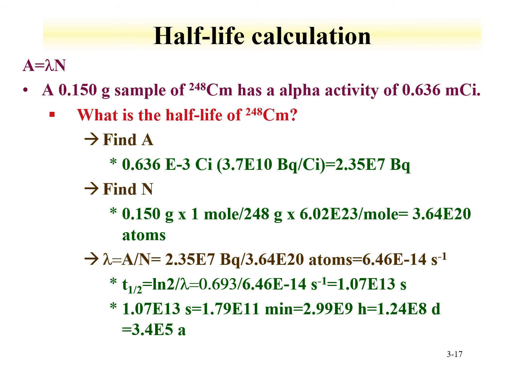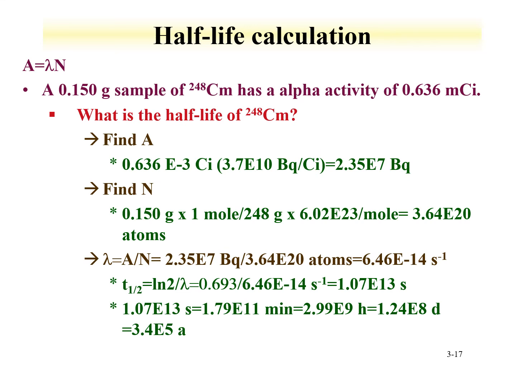First of all, let's find the activity. I'm giving you the activity in millicuries. You'd like to put it into something like counts per second. So 0.636 times 10 to the minus 3 curies times 3.7 times 10 to the 10th counts per second per curie gives me my activity in counts per second. So 2.57 times 10 to the 7th becquerel.